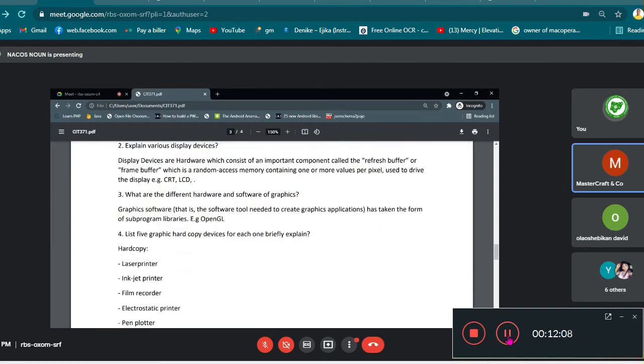When we talk about graphics, for the hardware, these are the graphic devices that we use. We have vector graphics.